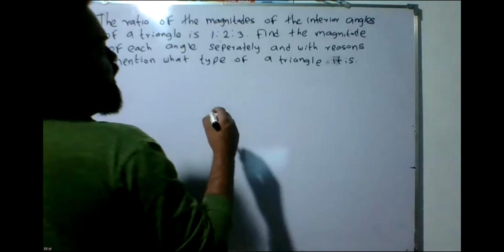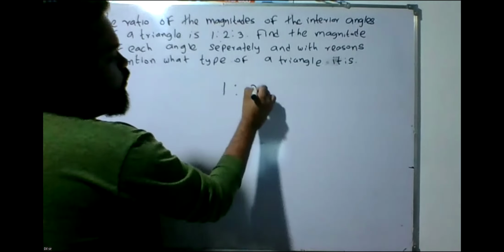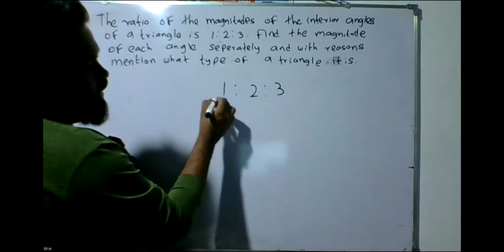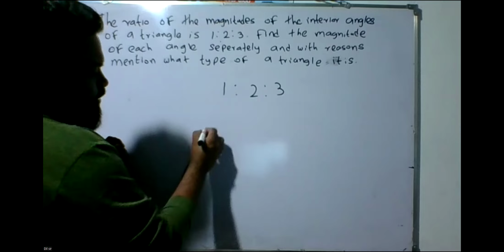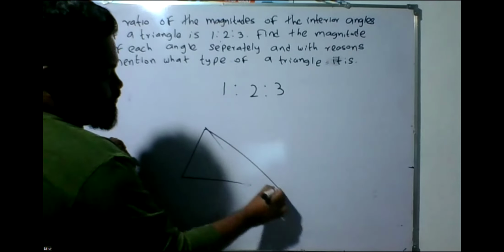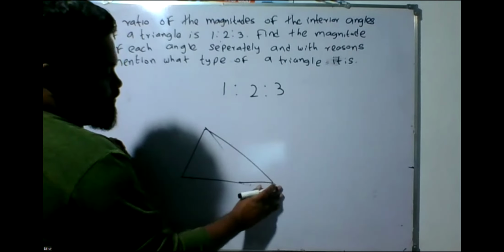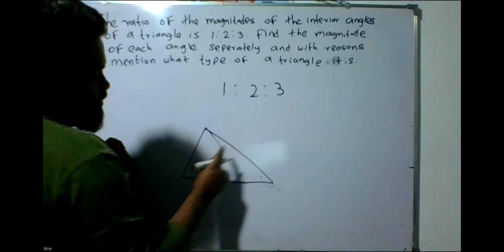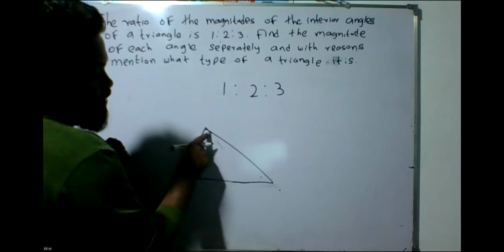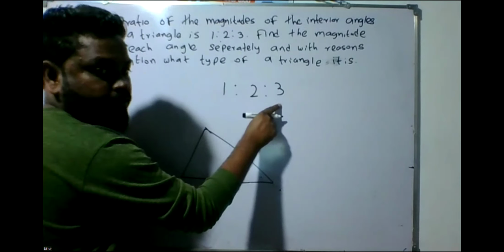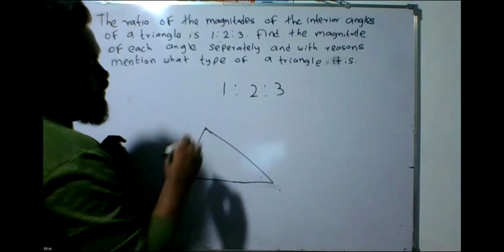Right. So we will take this ratio 1 to 2 to 3. If I take a small figure, like a triangle, the smallest one is this, and the largest one is this. 1 to 2 to 3.